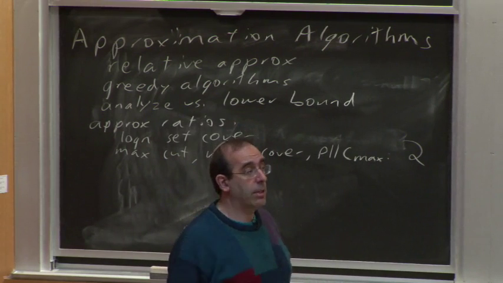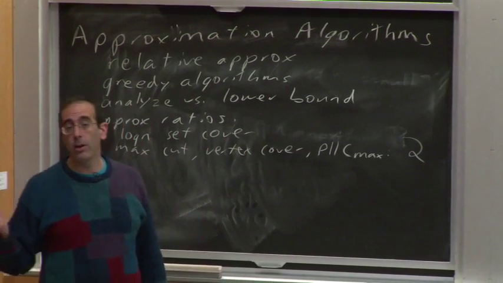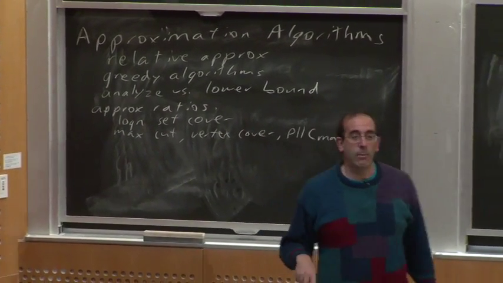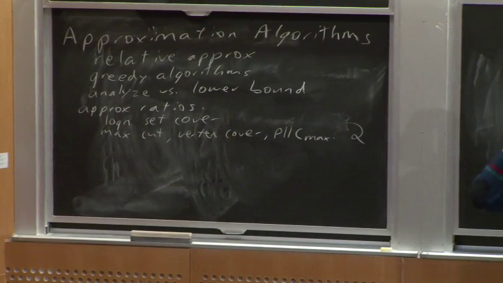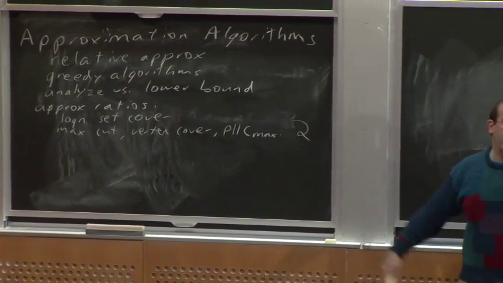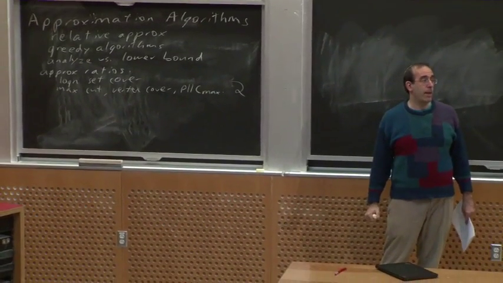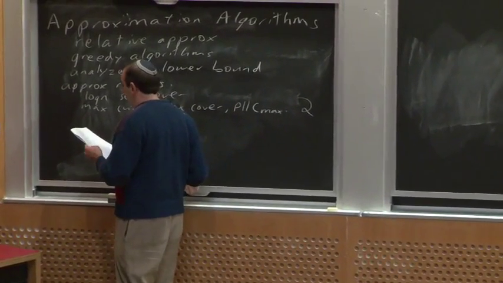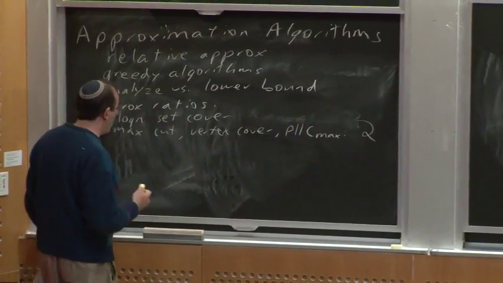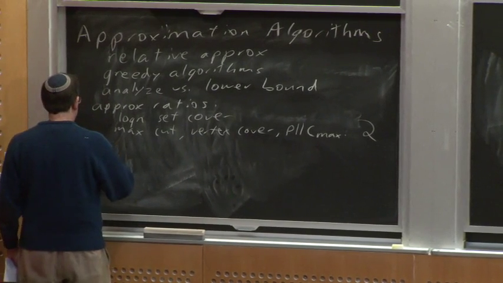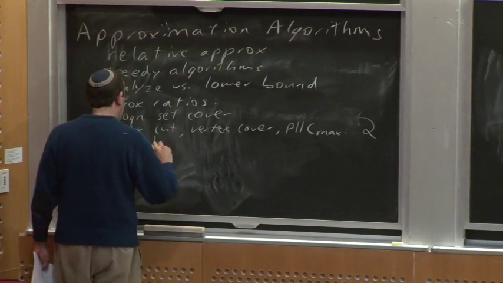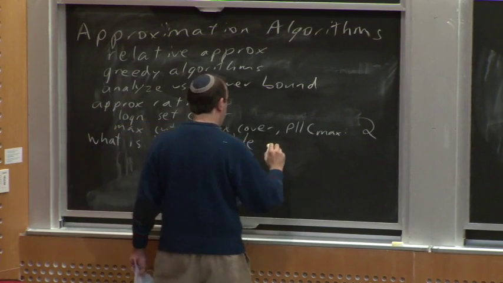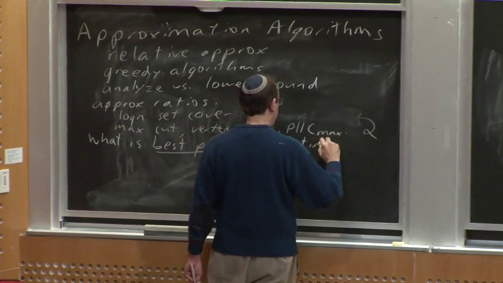And so somebody asked the very reasonable question, can we do better? Is 2 the approximation ratio for all problems? Or might there possibly be some problems that have approximation ratios better than 2? Yes? And so we're going to start looking at that question today. We are going to actually look at the question of what is the best possible relative approximation that we can hope to achieve?